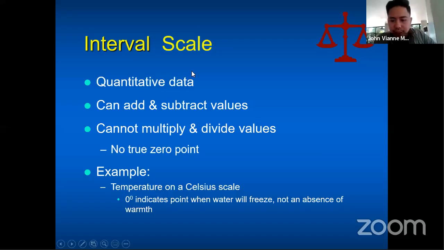Okay, next one is interval scale. So an interval scale is a quantitative data, subtract values. You cannot multiply and divide the values because you have no true 0 point. In which case, an example of this is temperatures. So 0 degrees indicates the point when water will freeze, not an absence of warmth. It does not have a true 0 point. That means it can take negative values.